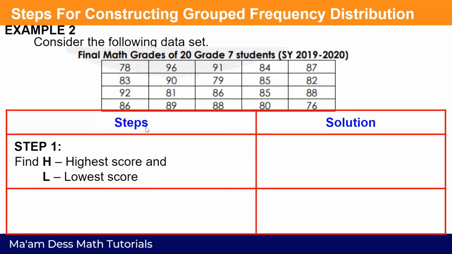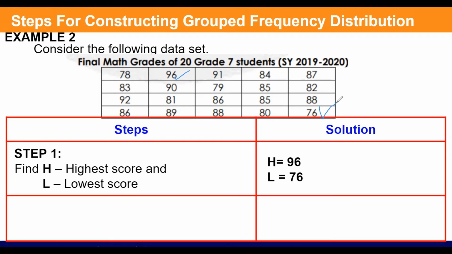Okay? So, we have step 1. So, anong gagawin natin? Paano tayo makagawa ng group frequency distribution? So, meron po tayong step 1. Find H. Ano po yung H na yan? H stands for highest score and L stands for lowest score. So, from this table, hahanapin po natin yung lowest and then yung highest score. Yan. So, we have the highest ay 96. Asan po yung 96? So, eto yon. And then, lowest is 76. So, yan yung unang-una nating gagawin.